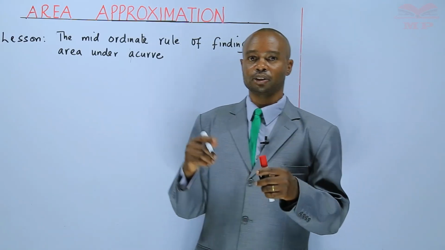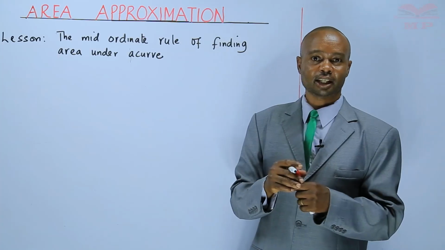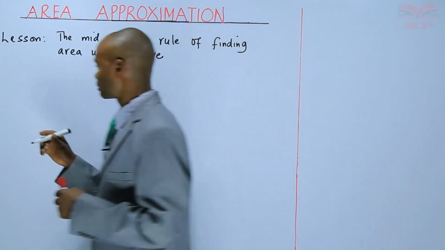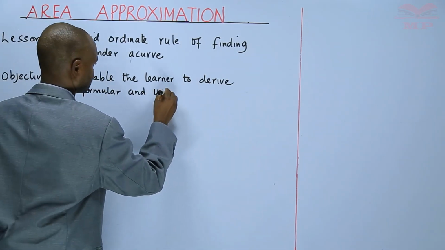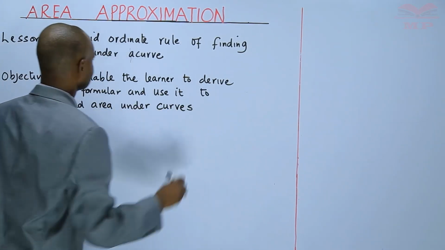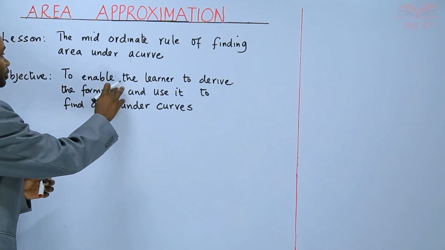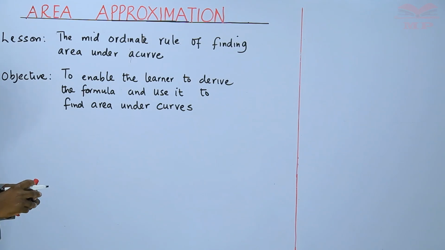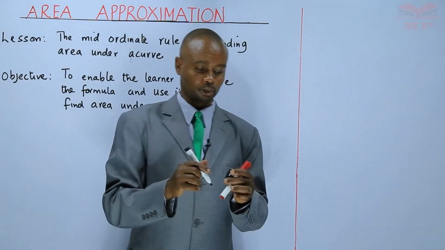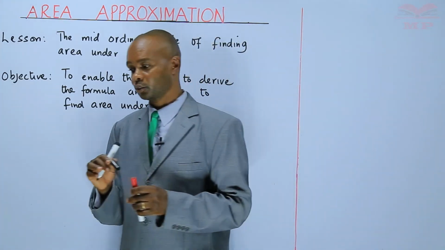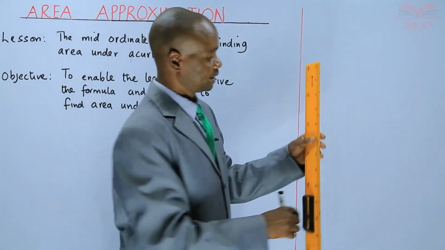But in this lesson, we are going to deal with deriving that formula. So the objective is to enable the learner to derive the formula and use it to find area under curves. To understand this, we need to go practically on the board, and we move step by step.